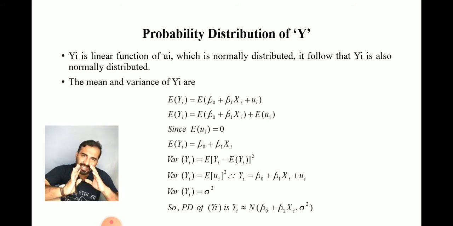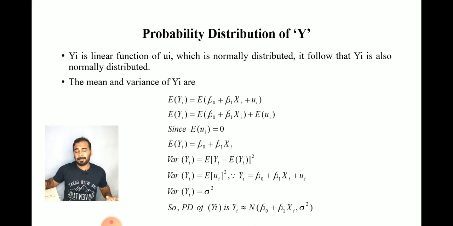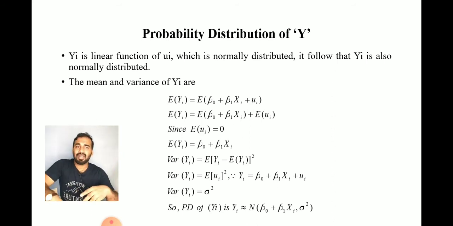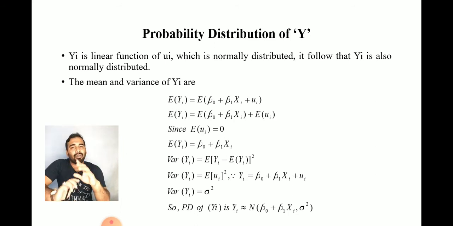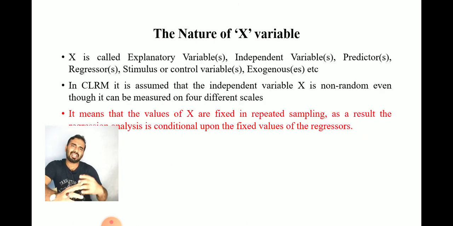Clear? So what is the expectation of this y? Beta 0 plus beta 1 x. What is the variance? The expectation of ui squared, or small sigma squared. So what I am trying to say is that this dependent variable y is normally distributed, with beta 0 plus beta 1 x as the mean and small sigma squared as the variance. Clear? Yes.